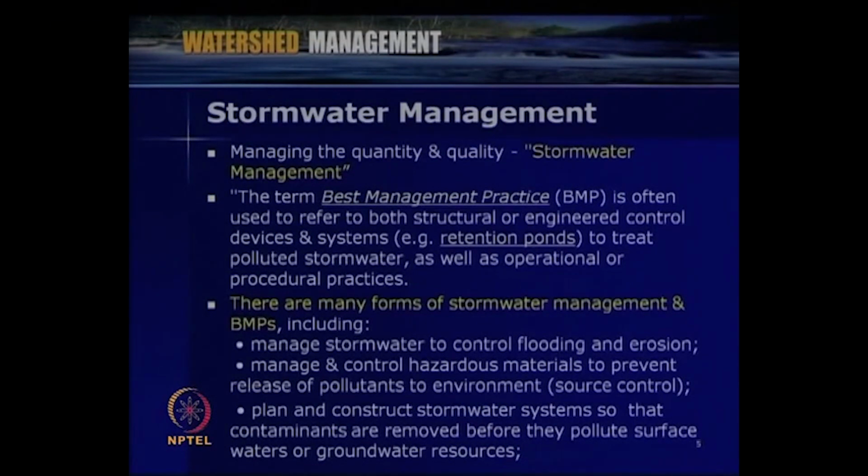There are many forms of stormwater management, and best management practices may include managing the stormwater to control flooding and erosion, then managing and controlling hazardous materials to prevent release of pollutants to the environment, such as source control from an industry or other sources. Then plan and construct stormwater systems so that contaminants are removed before they pollute the surface waters or the groundwater resources.